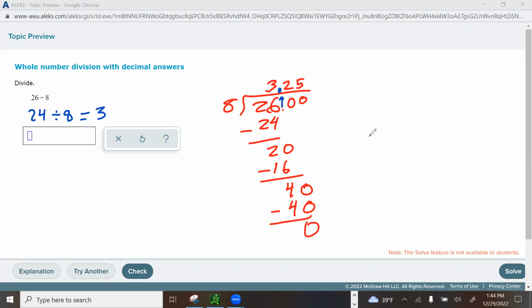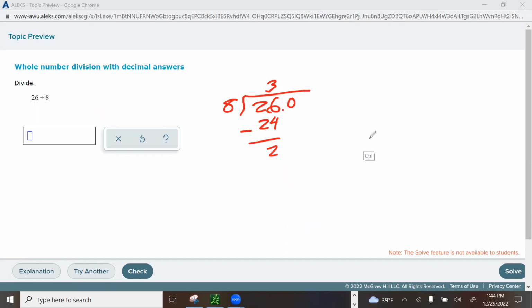Or you could get that same 3 1/4 by not adding on the zeros, but stopping right here and saying, oh, it went in 3 times with a remainder of 2 and a divisor of 8. And 2/8 is the same thing as a quarter. There it is, 3 1/4, 3.25. So you can write it as a decimal, you can do it as a mixed number, whatever.